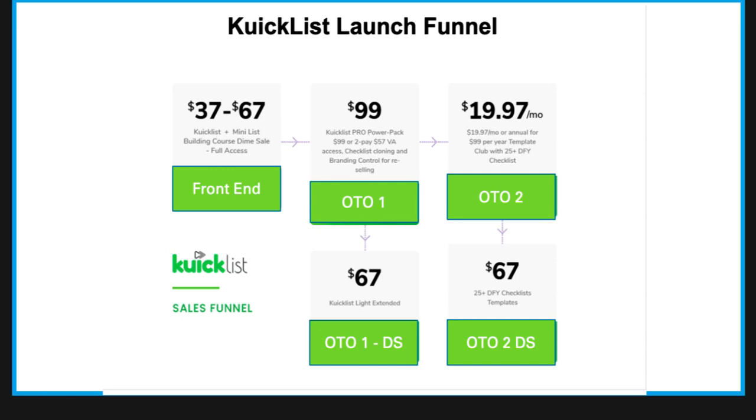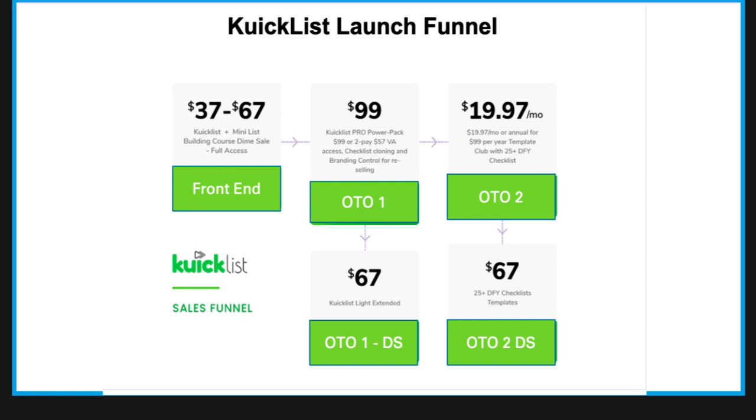You get the VA access, which basically allows you to add other people to your own membership. You get the checklist cloning, which allows you to kind of copy and paste over a checklist and saves you a lot of time. And you get the branding control. You can use your own branding on the particular checklist. And then that downsell is actually $67, where you get Kuicklist Lite Extended, which hasn't got quite all the functionality, but obviously still worth a little bit more.